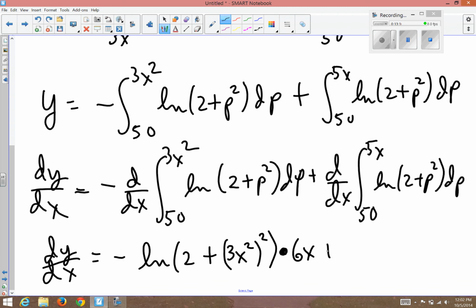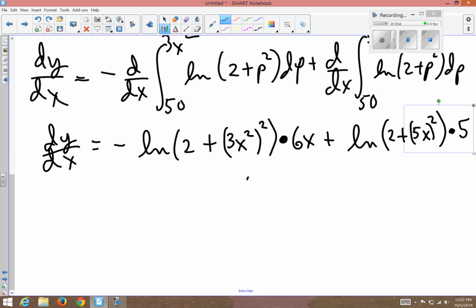Now we're ready to bring down the plus. The derivative of this antiderivative is just, because there's a number down here and a function of x up there, the integrand, natural log of 2 plus, in place of p I have to put 5x, instead of p squared I have to get 5x squared. And I also have to multiply by the derivative of the 5x. And there's the answer. We're just going to rearrange it so it looks a little cleaner.